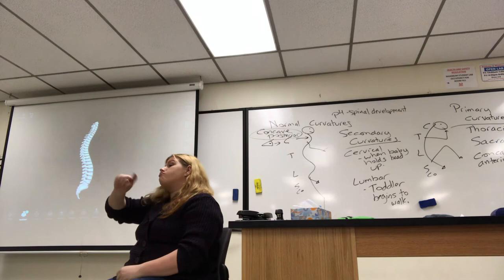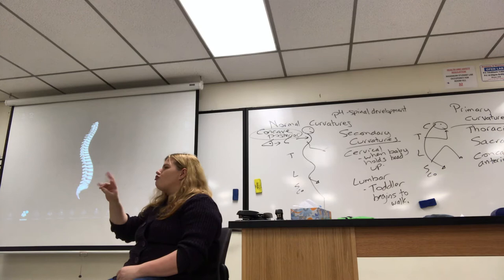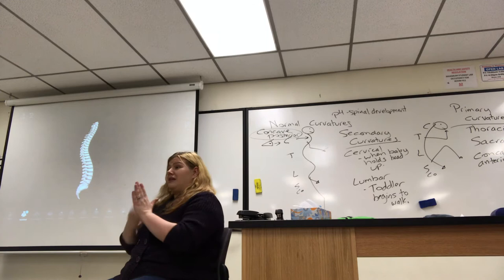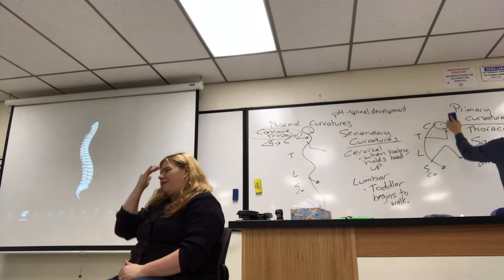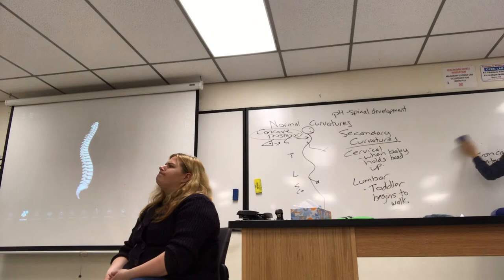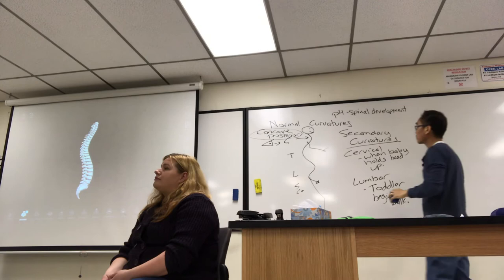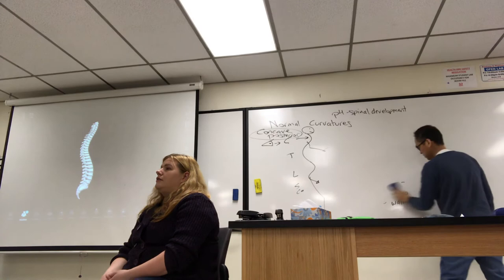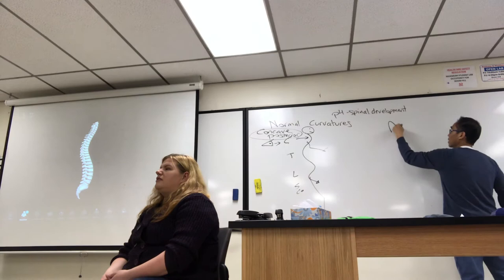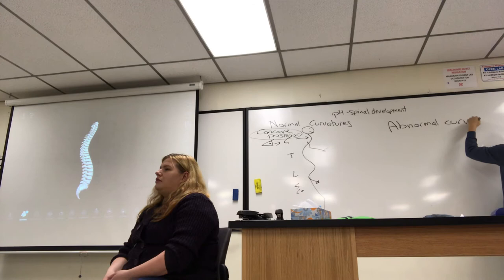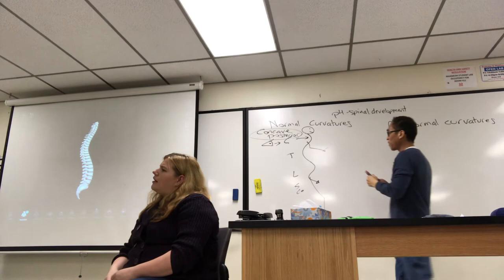Okay, any questions? Because there are some abnormal curvatures that we commonly see that are medical conditions that we'd like you to know for the basic anatomy class. One is an excessive curvature of the thoracic spine. Let's say it curves out a little too much, like a hunchback. That's called a thoracic kyphosis.